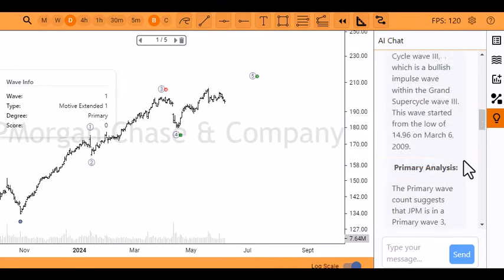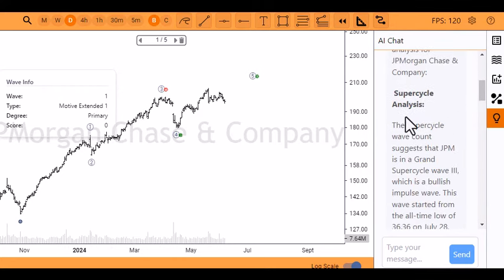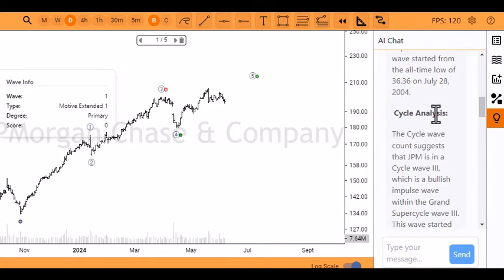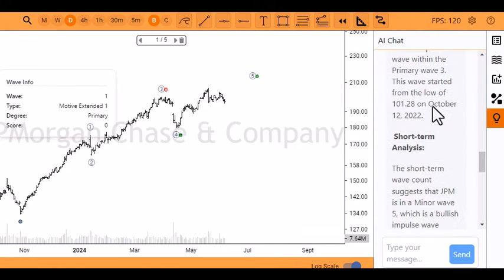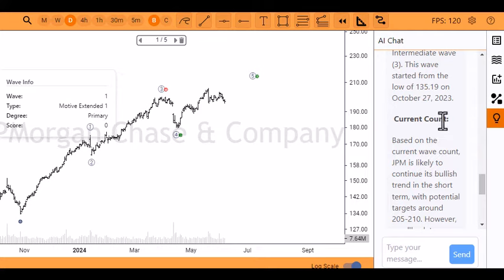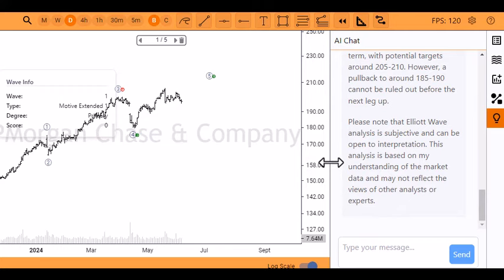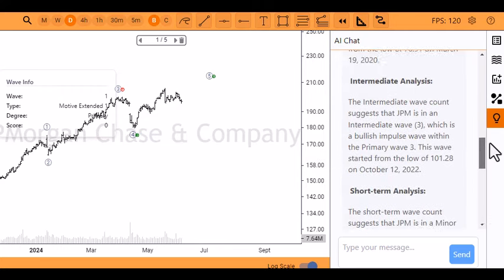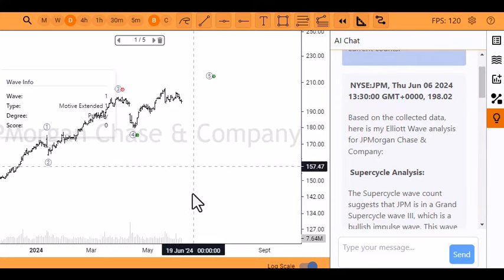So if we come back up here, we're looking at it on today's date, the data. We're looking at super cycle analysis, cycle analysis, and primary. So these are Elliott Wave degrees of structure: intermediate, short-term analysis, current count, and we can ask it for trading strategies and so on in here. So this is our new AI, and as I mentioned, we have not just one AI running on this, we have three.